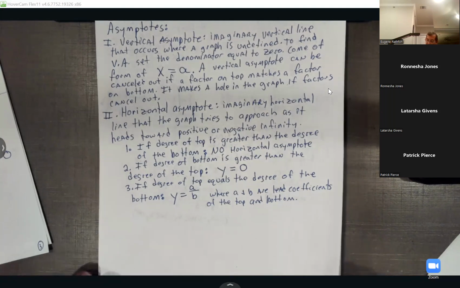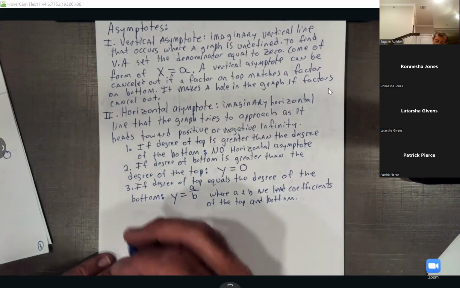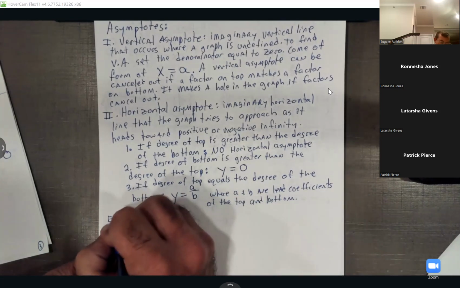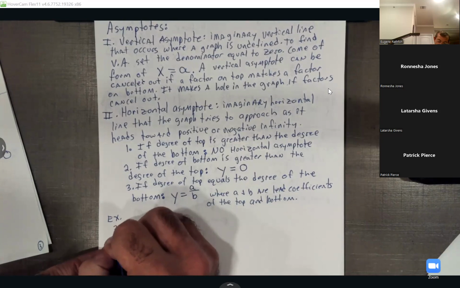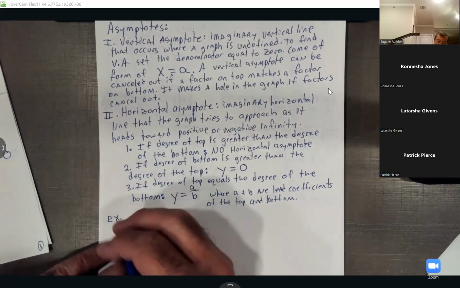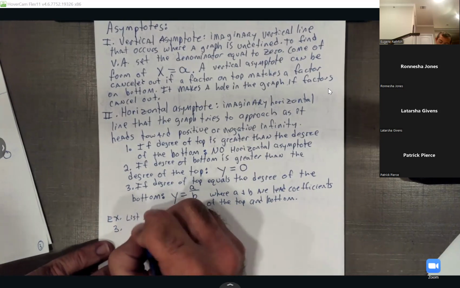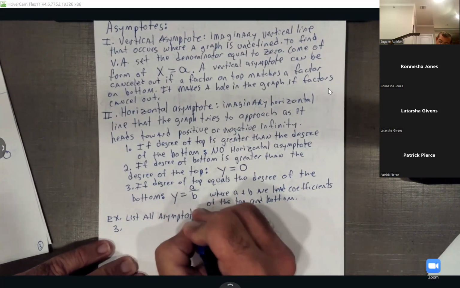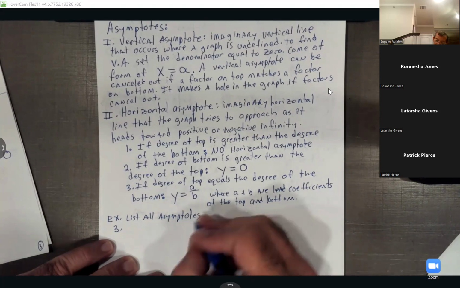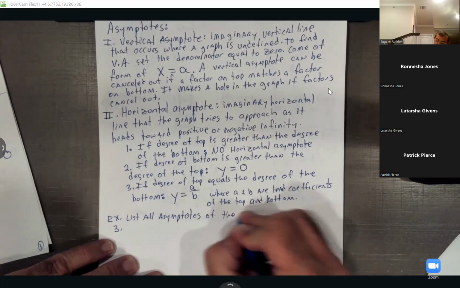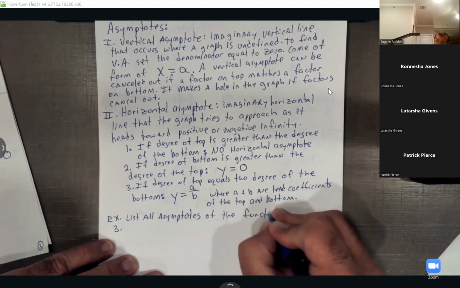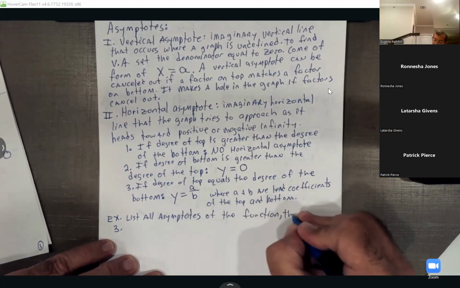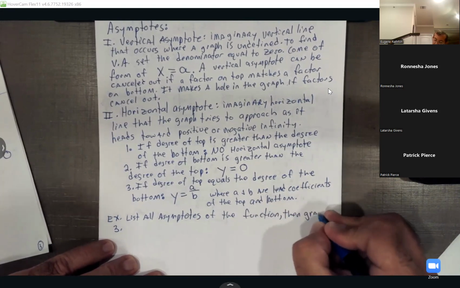All right, y'all, so now what they wanted us to do for these examples, these start at number 3. So for this one, they want me to list all asymptotes of the function, then graph.